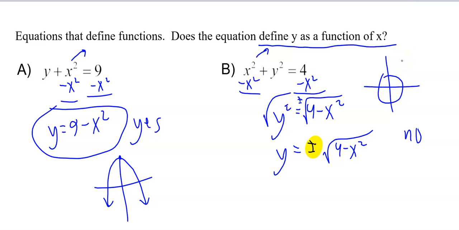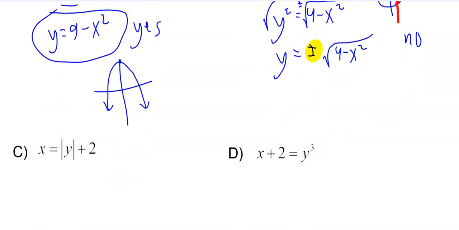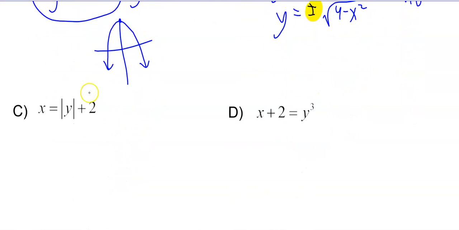It would cross twice. If you drew some generic vertical line, it's going to cross that function in two different spots when it crosses through that function. So it is not a function. You solve it for y. If it's more than one thing, it's not a function.